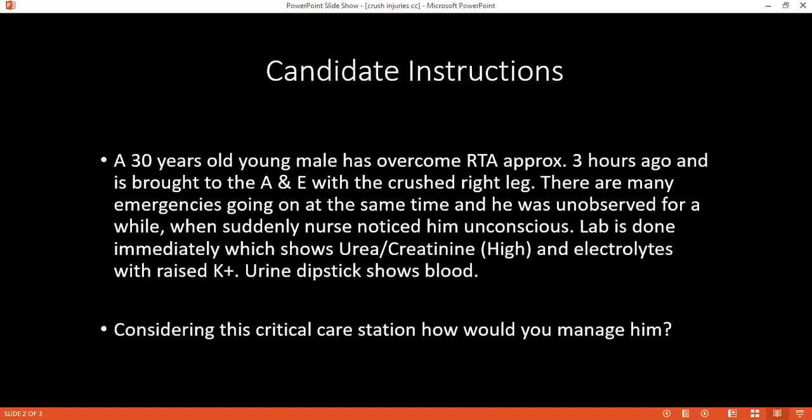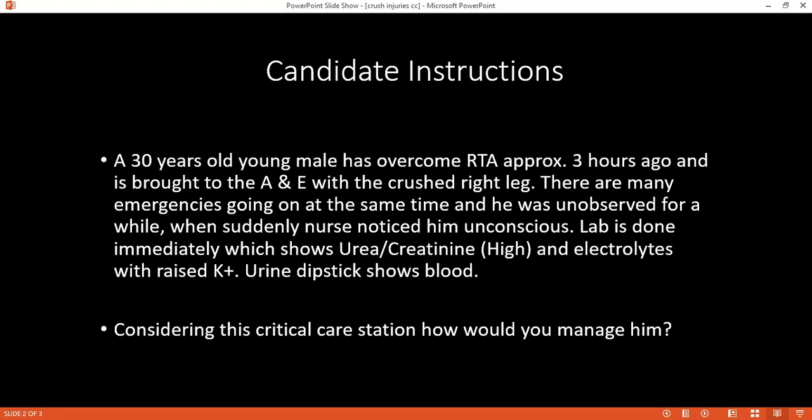You've received the lab results, and they show high urea, creatinine, and electrolytes, potassium is raised, and you see the urine on the dipstick. What does that mean? What's happening to the patient? This means what we call crush injury or crush syndrome, with acute tubular necrosis due to obstruction by myoglobin, with lysis and increased potassium in the blood, and detection of myoglobin in the urine.